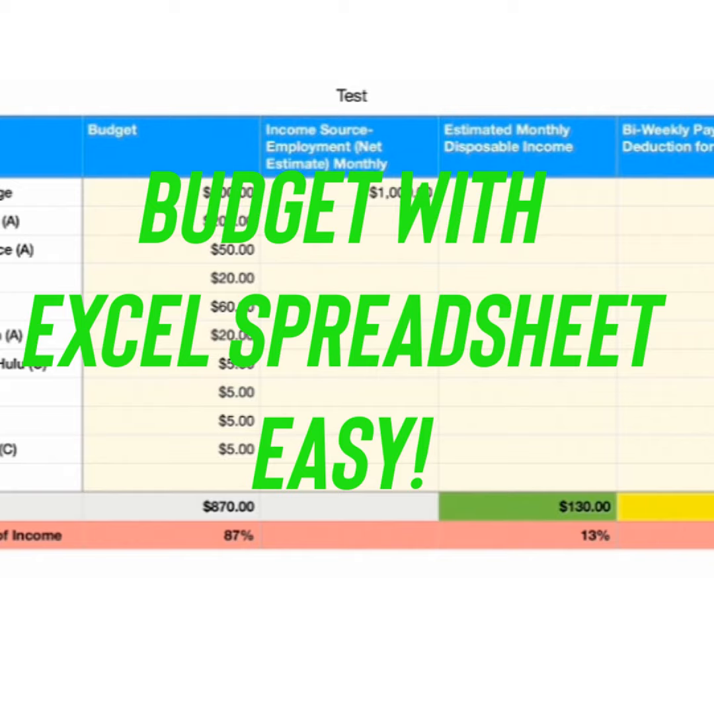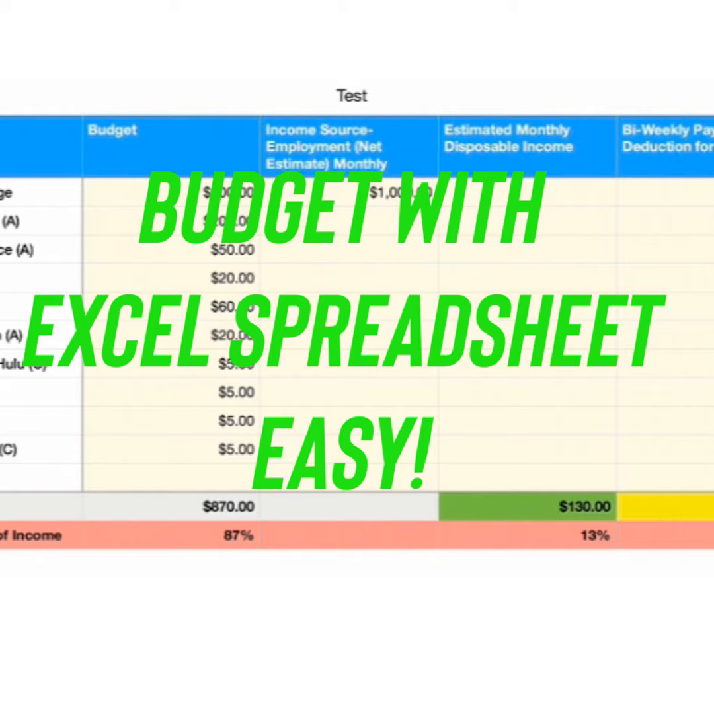Now, if you look on this last line, it's the percentage. So in the bottom left hand corner will be the formula that I used. That means your bills are 87% of the income. So 870 is 87% of 1,000.